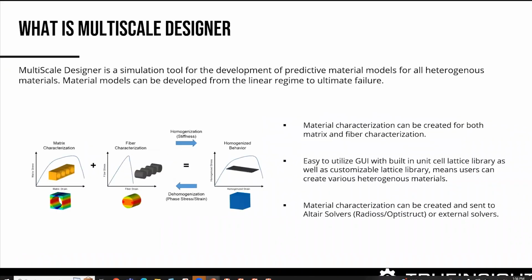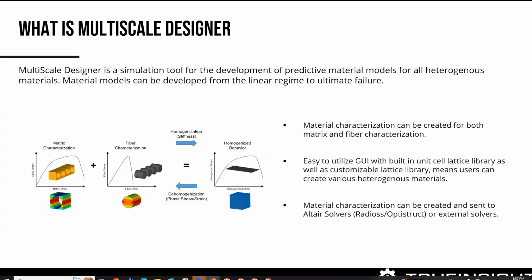So Multiscale Designer is a great simulation tool for the development of predictive material models. We just went over how some of the other tools from our suite can benefit you. Multiscale Designer can be very advantageous for accurate material modeling, specifically for heterogeneous materials. If you're unfamiliar with what a heterogeneous material is, I'll give an example: a carbon fiber composite. It's anisotropic, meaning that the material values for strength are different based on the orientation of the system.